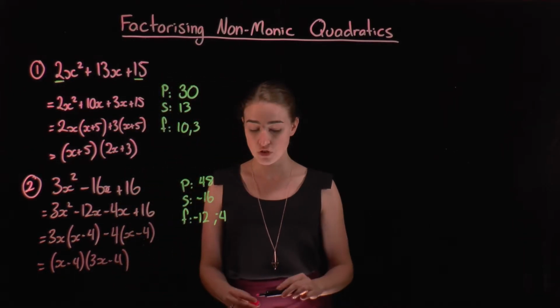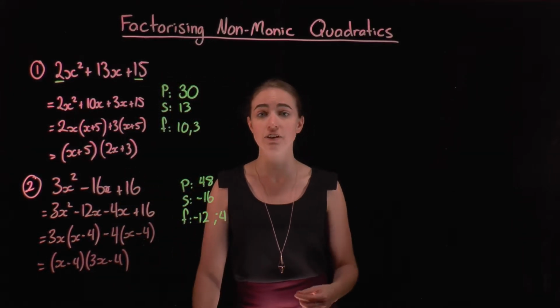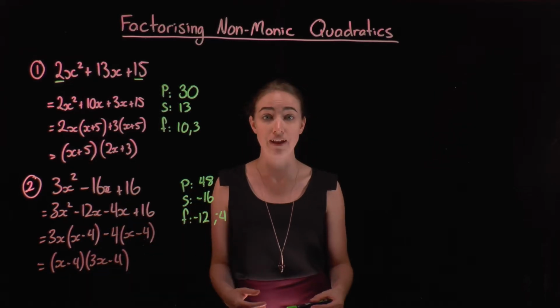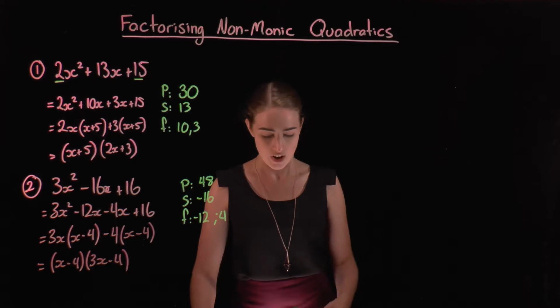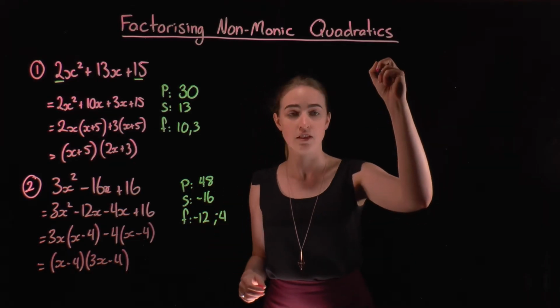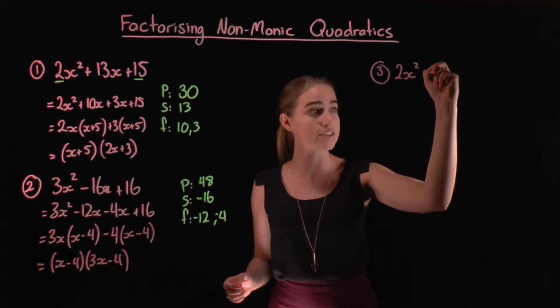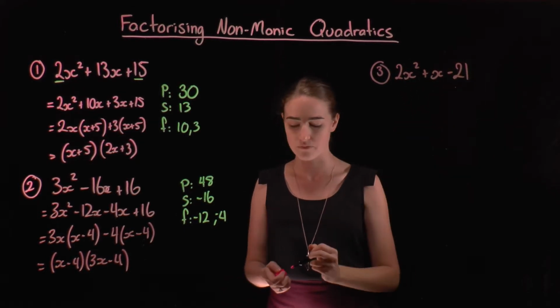Now don't forget, again, you can always check that you have factorized correctly by going through quickly in your head and expanding that out and making sure that you get back to the original question. All right, let's have a look at a few more. So our third example, we're going to have 2x squared plus x minus 21.